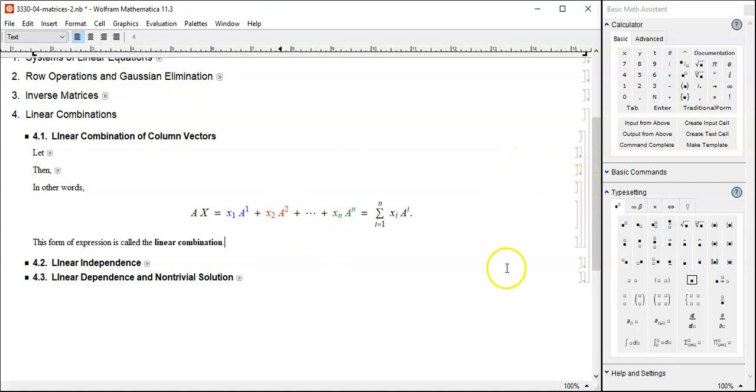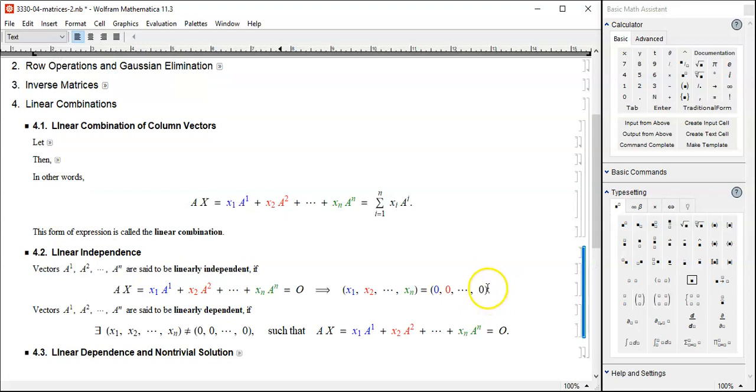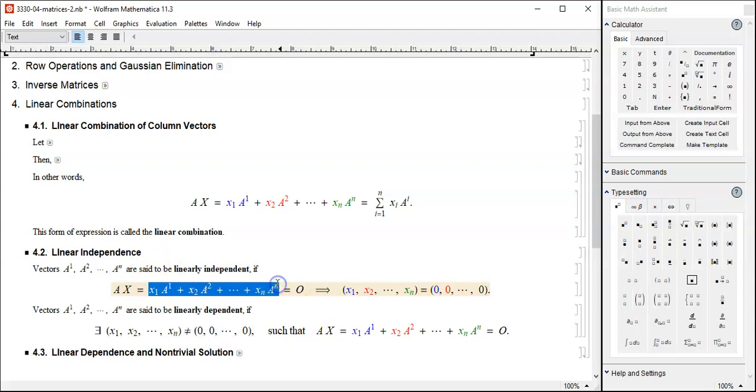Now, how do we use this linear combination? One of the more typical uses is linear independence. Let's take a linear combination, and let's suppose the linear combination is equal to 0. And what does that mean? If you can have 0 only when all the coefficients x1, x2, x3, all the way up to xn are all 0, then we'll say these column vectors a1, a2, all the way up to an are linearly independent.